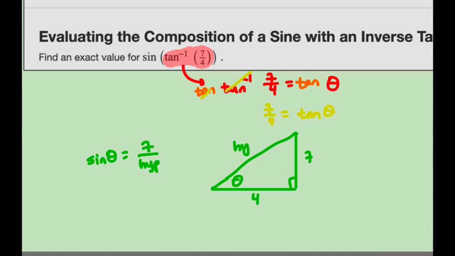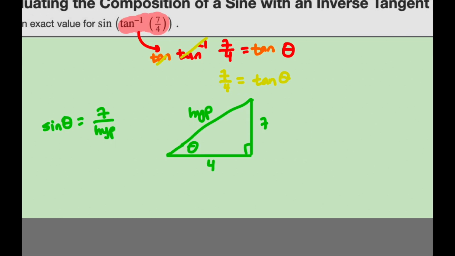But we don't know what this hypotenuse is. So we are going to need Pythagorean theorem for this. It's a right triangle, so it works perfectly. 4 squared plus 7 squared is equal to c squared. Remember, the hypotenuse is equal to c. 4 squared is 16 plus 49 is going to be 65, equal to c squared. c is equal to the square root of 65.